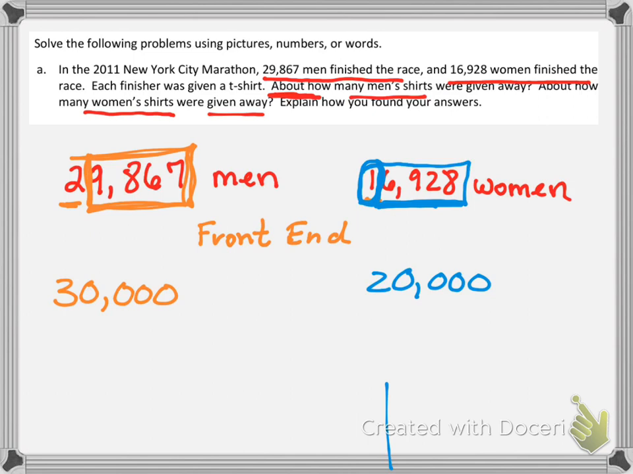Okay, so there were 30,000 men's t-shirts given away and 20,000 women's t-shirts given away. If you get stuck, rewind the video and try to go through it again, just if you have any questions or are not sure how I did it. Again, remember that place value and try to visualize that vertical number line in your mind.